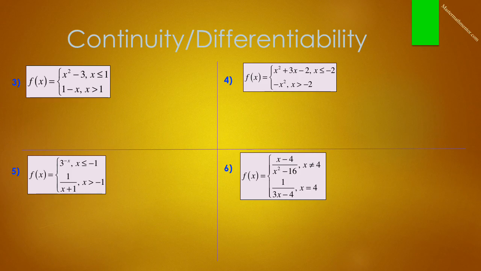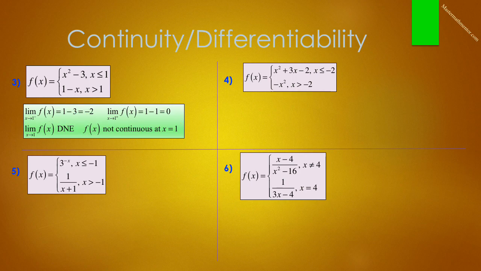Problems 3 through 6 give piecewise functions. You are asked to determine whether the function is continuous at the transition point between the two sides of the piecewise function. You are also to justify your answer.